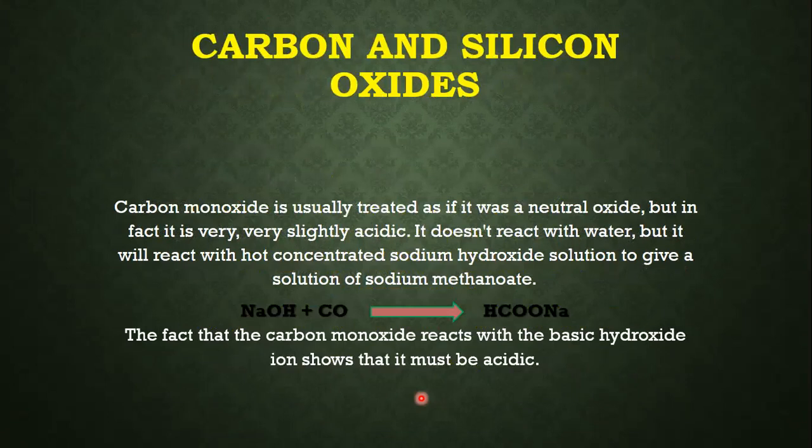Carbon and silicon oxides. We will study these oxides one by one. Carbon monoxide is treated as a normal oxide, but in actual it is very slightly acidic. How? It doesn't react with water, but it reacts with hot concentrated sodium hydroxide and forms sodium methanoate. This shows that it has an acidic character. Carbon monoxide has acidic character as it reacts with base.